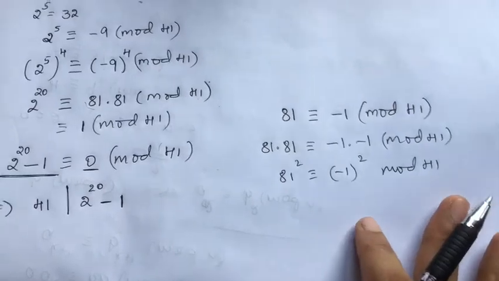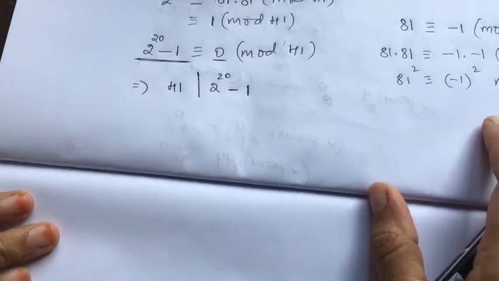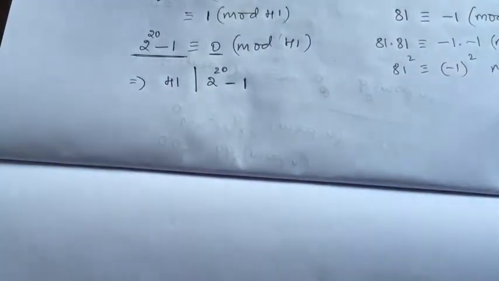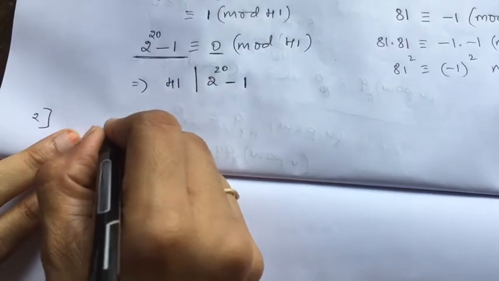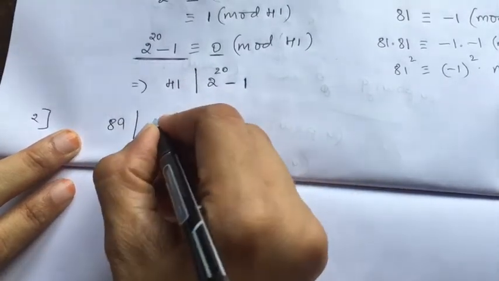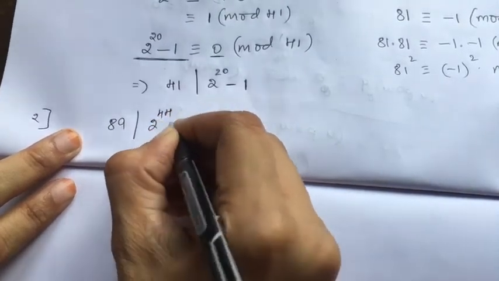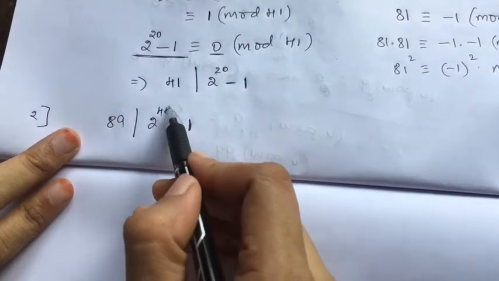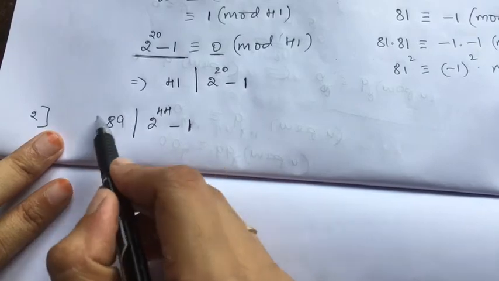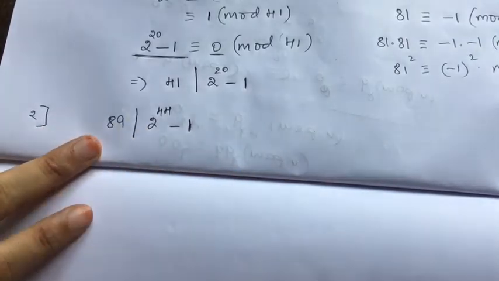See, similar problem, I'll take up one more, that is verify or check whether 89 divides 2 to the power 44 minus 1. I'll just tell you how to do. Okay, whether 89 divides 2 to the power 44 minus 1. Now you have got n value as a bigger value, that is 89.